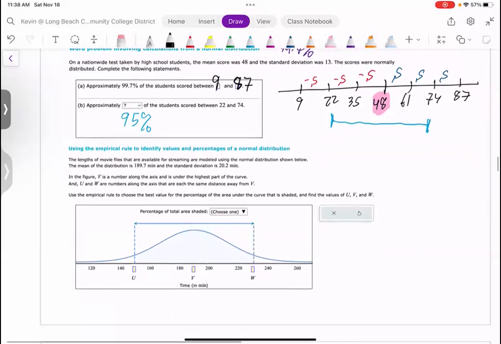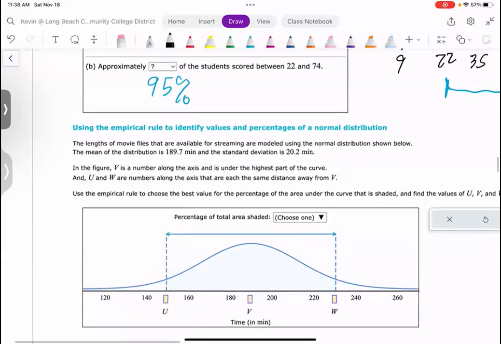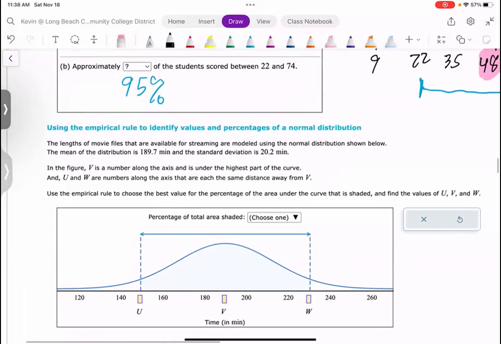All right. The lengths of movie films that are available for streaming are modeled using the normal distribution shown below. The mean of the distribution is 189.7 minutes and a standard deviation of 20.2 minutes. In the figure, V is the number along the x-axis which is under the highest part of the curve. That's the mean. U and W are numbers along the axis, the same distance away from V. Use the empirical rule to choose the best value for the percentage of area under the curve that is shaded and find the values of U, V, and W.